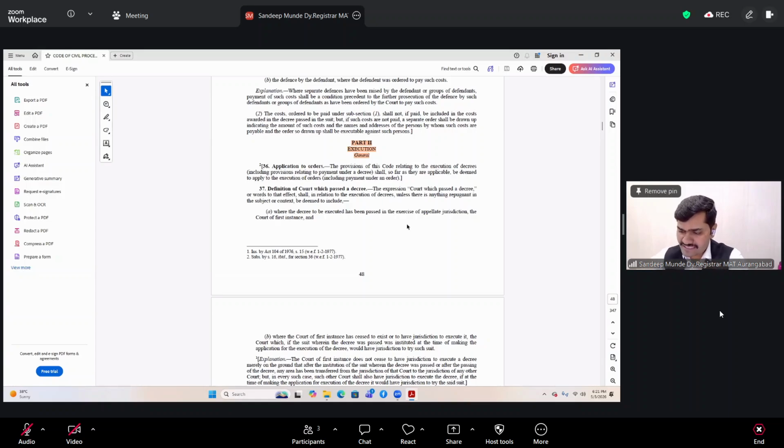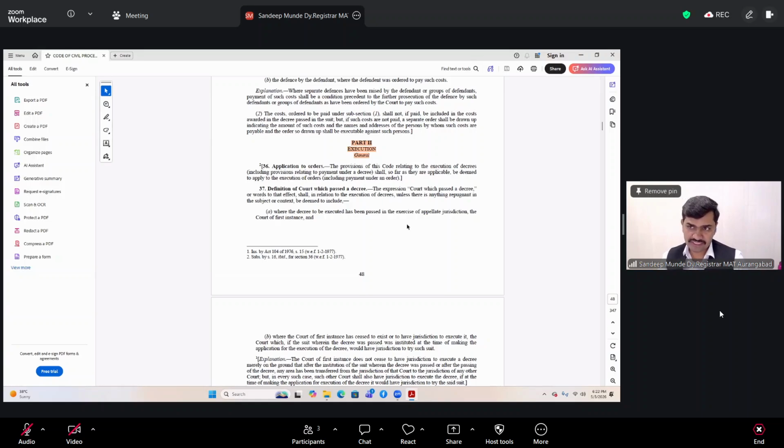First, we will discuss the meaning of execution proceeding. As we discussed earlier, there is no definition of execution in section 2 of the Code of Civil Procedure. So what is the meaning and importance of execution? Execution means the process for enforcing or giving effect to the judgment of the court. In simple terms, it is the process for enforcing or giving effect to the judgment of the court, or in other words, execution is the enforcement of decrees and orders by the process of courts. For what purpose? So as to enable the decree holder to realize the fruits of the decree.